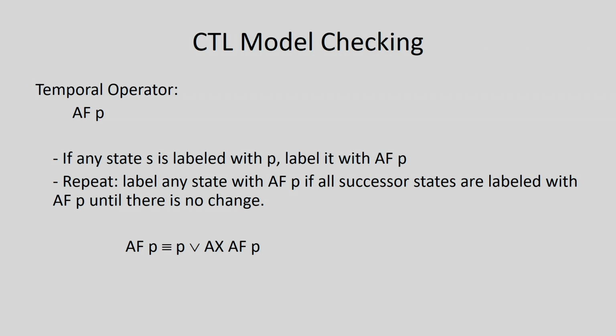Why is this possible? Already we have discussed the equivalence: AFP is equivalent to P or AX AFP. If P is true in the state, then AFP is true; or if P is not true in a particular state, then AX AFP must be true in that state. So in every iteration we collect more and more states, and finally, if we cannot collect any more states, we stop our algorithm at that point. That is why it says until there is no change.